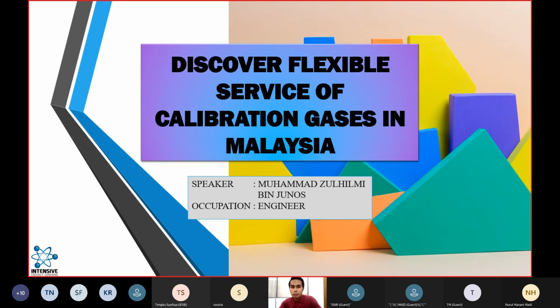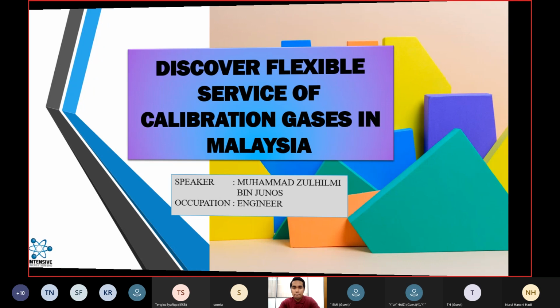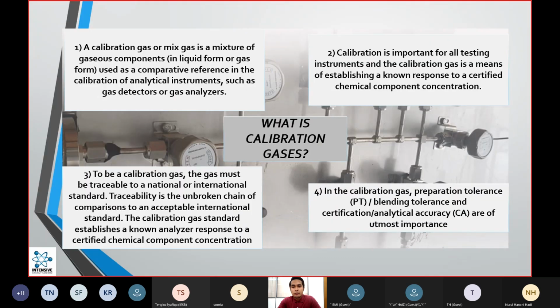The topic that has been given to me is discover flexible service of calibration gases in Malaysia. First, what are calibration gases? A calibration gas or mixed gas is a mixture of gas components in liquid form or gas form used as a comparative reference in the calibration of analytical instruments such as gas detectors or gas analyzers.